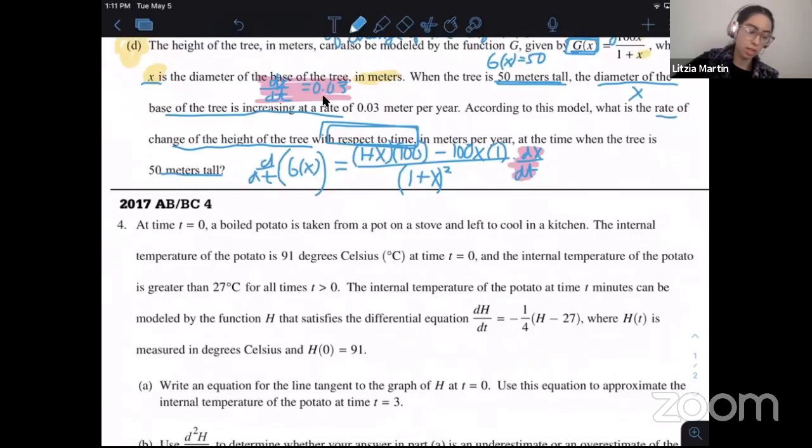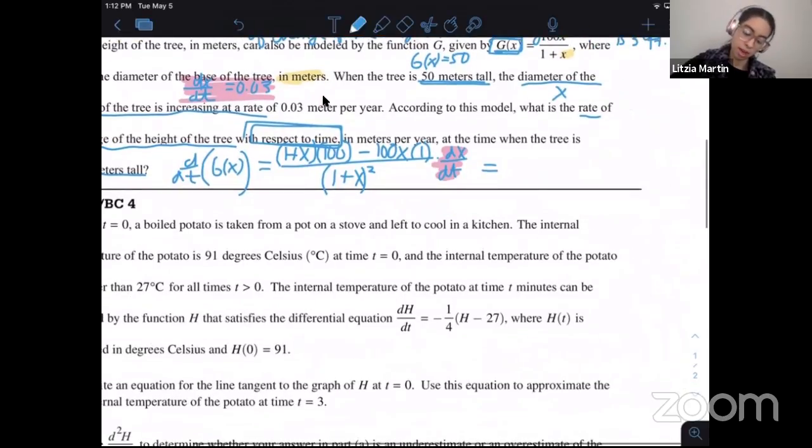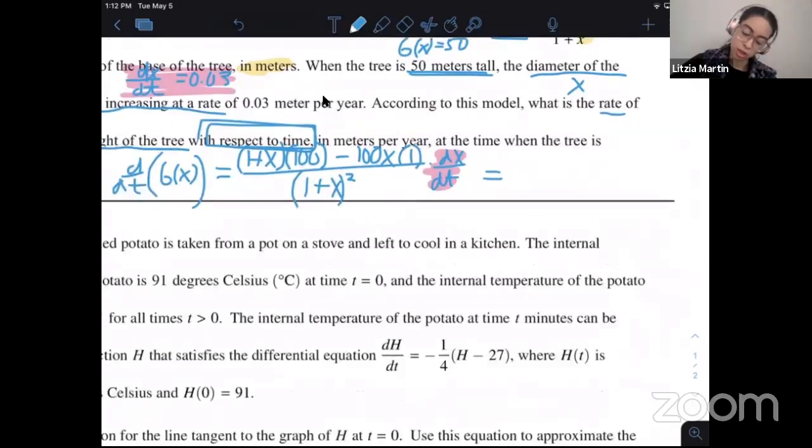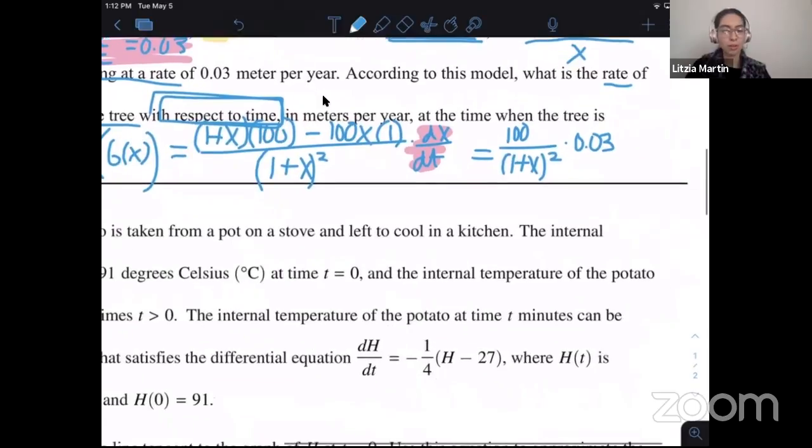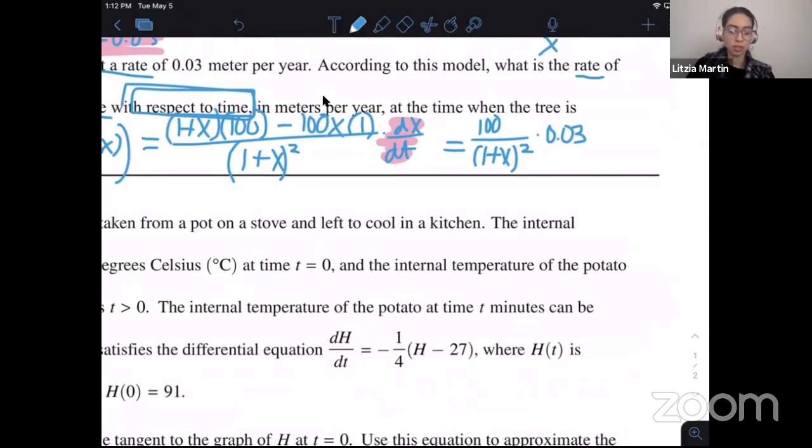So if I simplify this a little bit, we will have 100 plus 100x minus 100x. Actually, that will just cancel out. And divided by 1 plus x squared times 0.03. Okay. Good so far? Any questions?